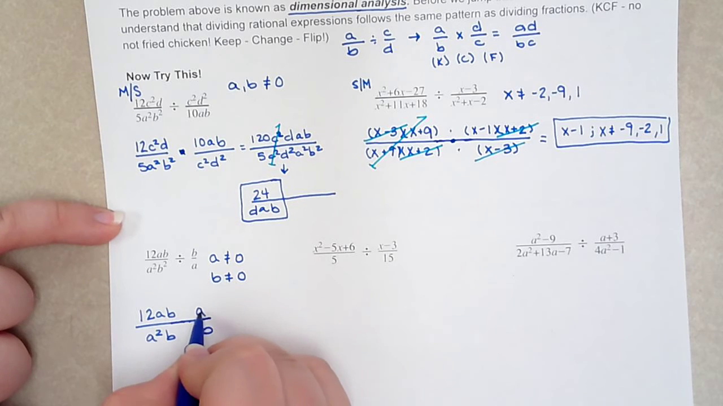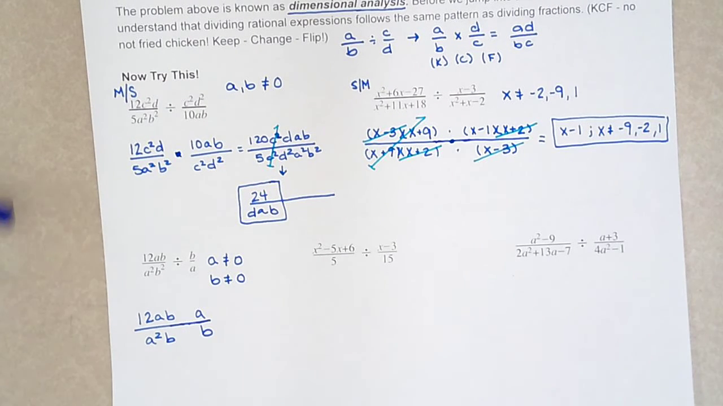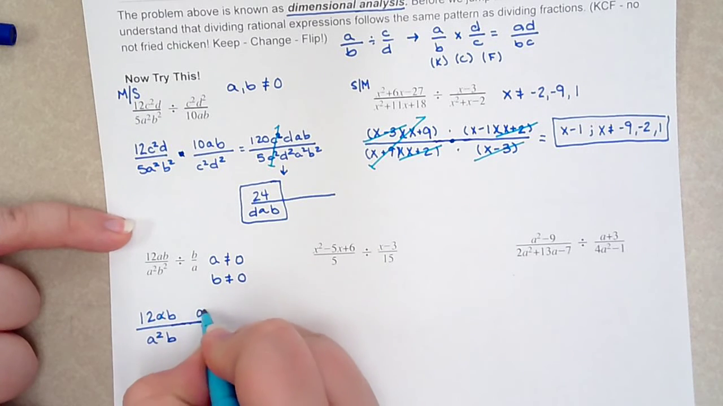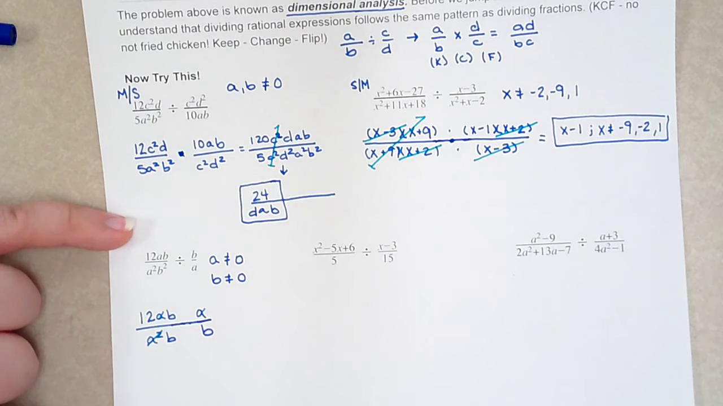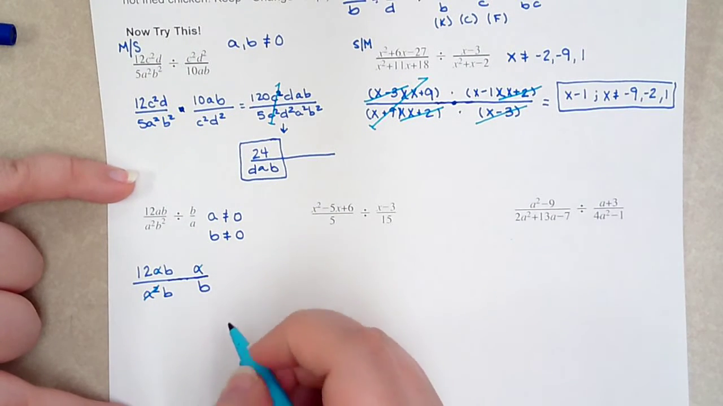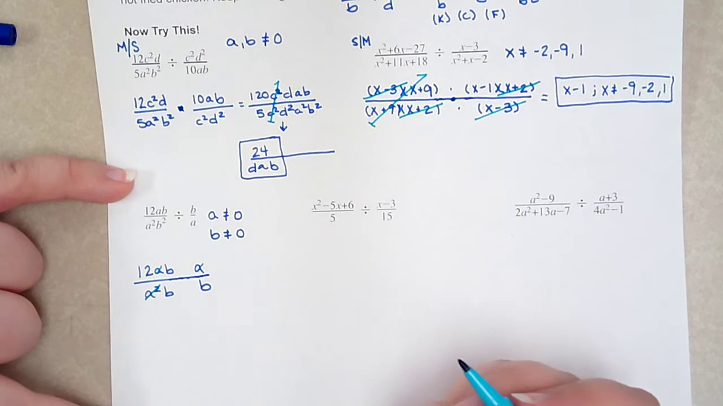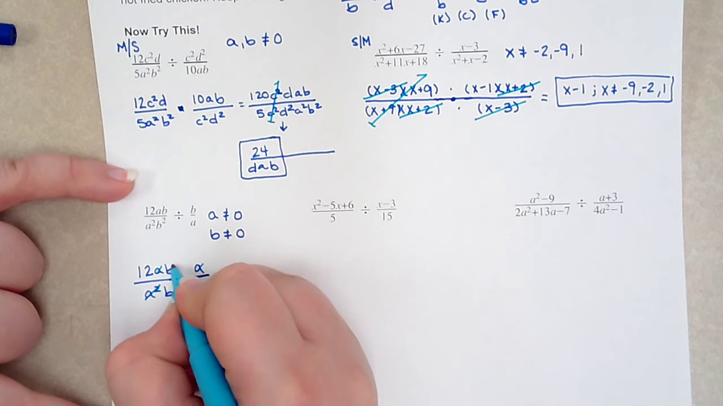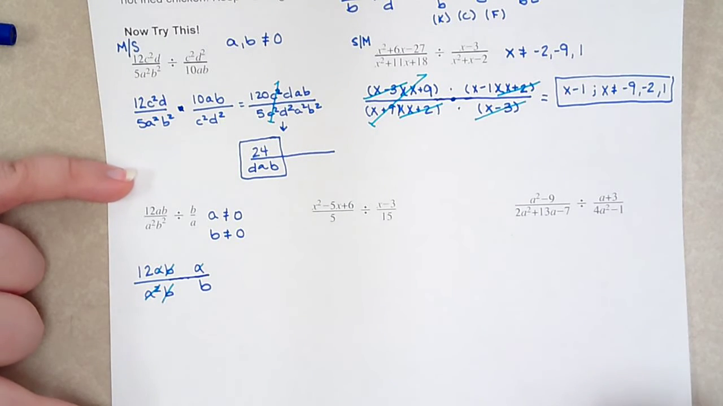So a times a is a squared, and a squared divided by a is just going to reduce to 1, just like it did in the last problem. And we've got b's all over the place. I could put b over b squared. We'd end up with b to the negative 1 on top. Instead, I'm just going to reduce these right away to 1.